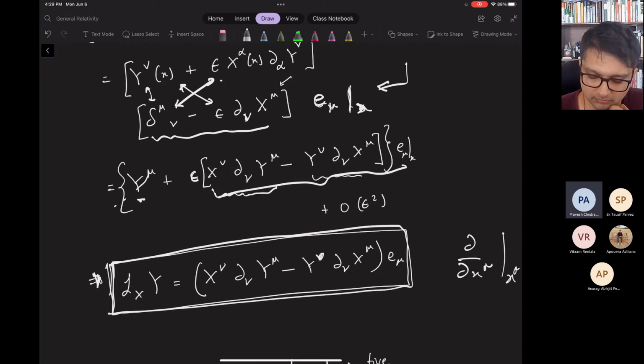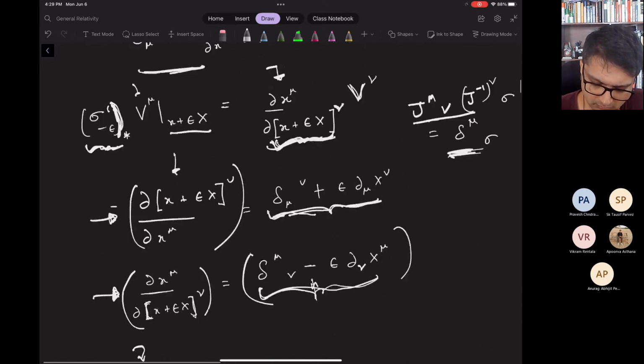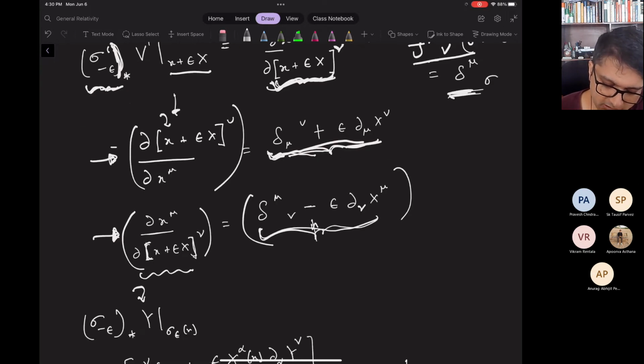Sir, can you repeat this Jacobian part once again? This Jacobian, the inverse Jacobian? Yes, sir. So this is easy to evaluate, right? This is just delta^μ_ν plus epsilon ∂_μ x^ν. To evaluate the inverse Jacobian, how do you do it? Supposing I want to evaluate this quantity, I can't just write this as 1 by delta. That doesn't make any sense at all.